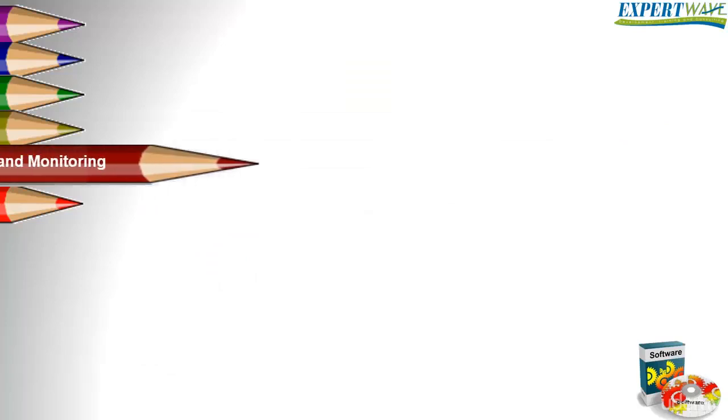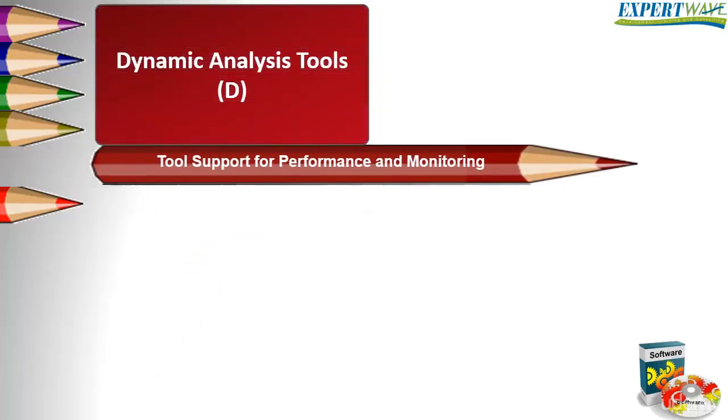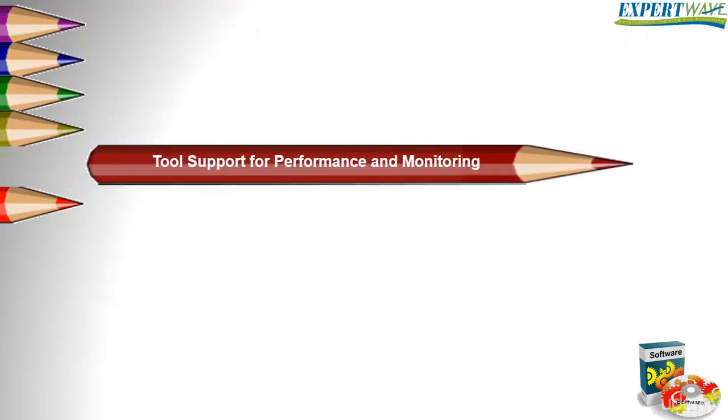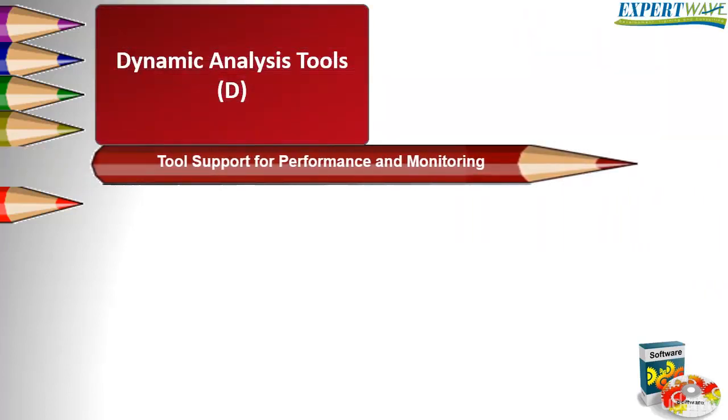Tool support for performance and monitoring. The tools described in this section support testing that can be carried out on a system when it is operational, meaning while it's running. First, dynamic analysis tools. We have mentioned before static testing tools, and they are tools that can find defects in a software while it is not running. And now we will talk about dynamic testing tools.